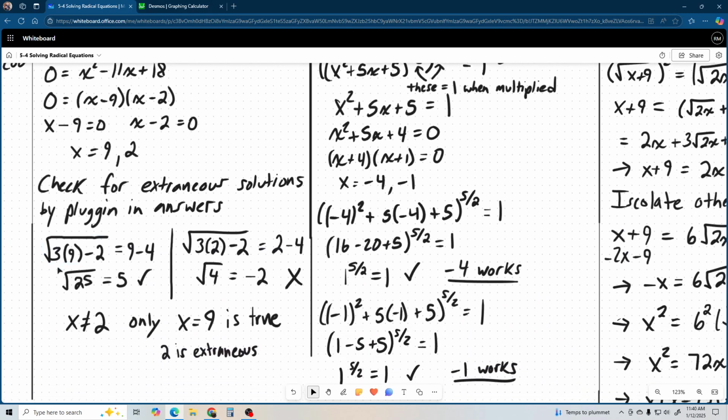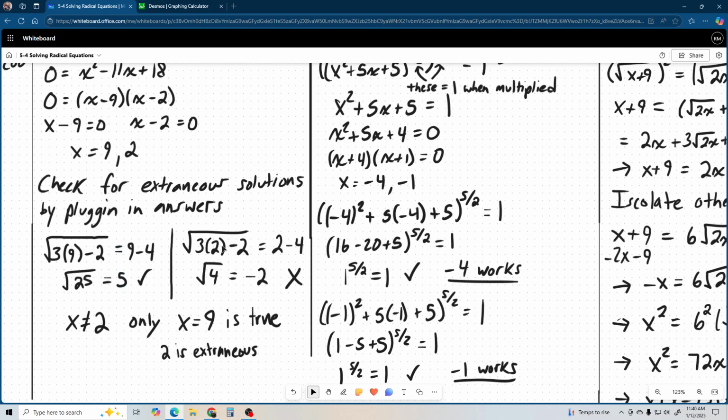So on the left here, I've gone ahead and done that. So the square root of 3 times 9 minus 2 equals 9 minus 4, which equals the square root of 25 equals 5, and the square root of 25 does equal 5. So 9 is a viable answer, right? 9 makes sense. That works.